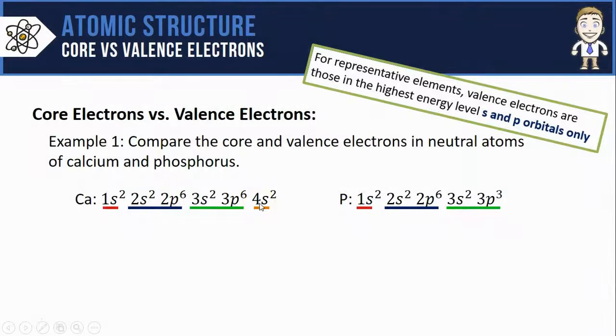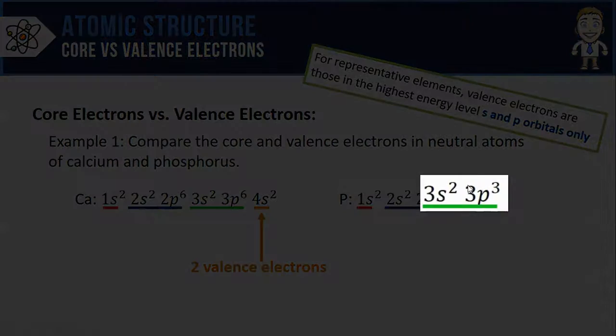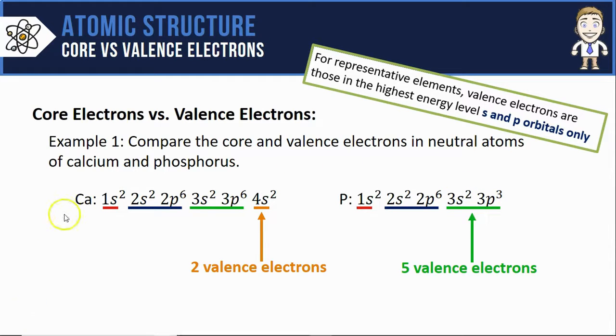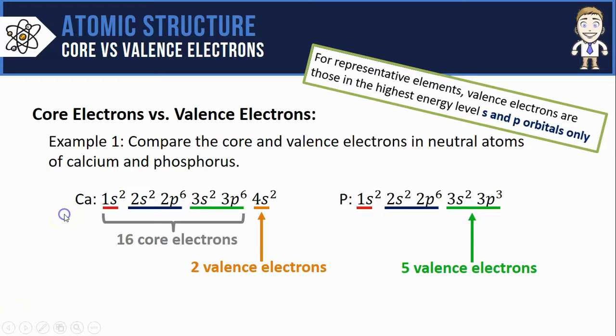That means I'm only looking at the highest energy level, that fourth energy level, and I can ignore the first, second, and third. S and p orbitals only will count, so calcium has the 2 electrons in the 4s orbital. Here for phosphorus, its highest energy level is the third. The s and p orbitals both count in that highest energy level, so phosphorus has 5 valence electrons. Once you've got the valence figured out, the rest is pretty easy because the core electrons are simply everything else. So 18 core electrons in calcium and 10 core electrons in phosphorus.